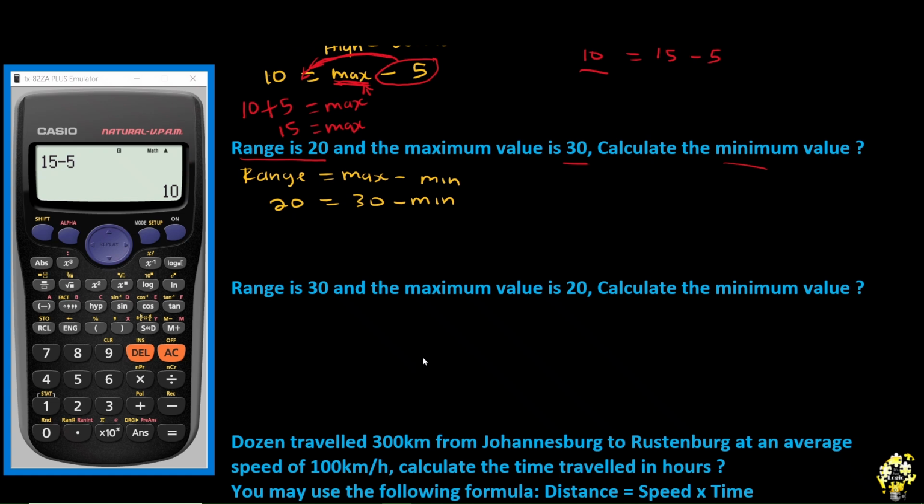I have to transpose. Now to transpose again, remember, like I said, if you want to transpose, you have to look at the sign. Something that is keeping the minimum from being on one side by itself is this 30. This 30 has a positive. How do we know it has a positive? Because it does not have a negative next to it.